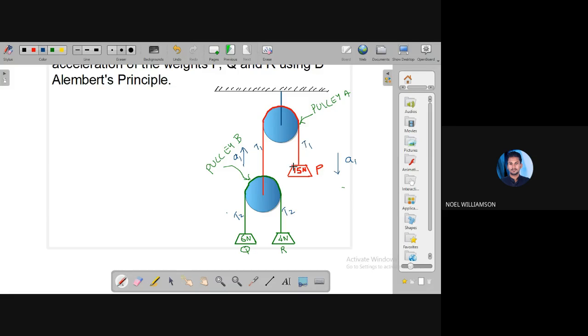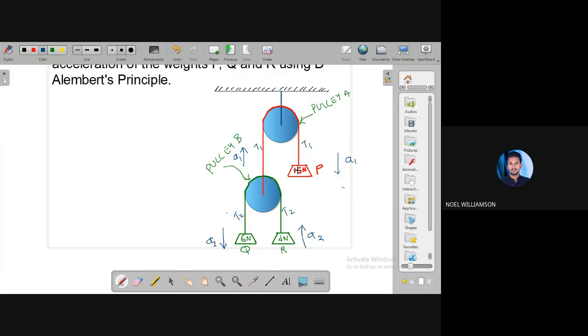Now we'll consider the case of pulley B. Here, there are two weights, that is 4 Newton and 6 Newton. So how will this green string move? The 6 Newton, or Q, will move downwards with an acceleration, let it be a2. And R will move upwards with the same acceleration a2.